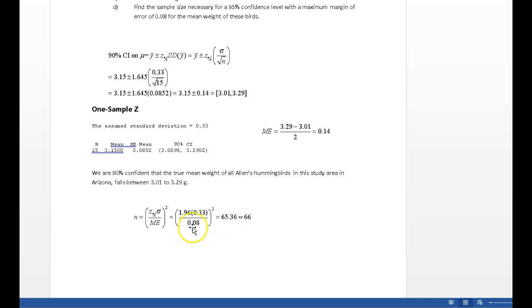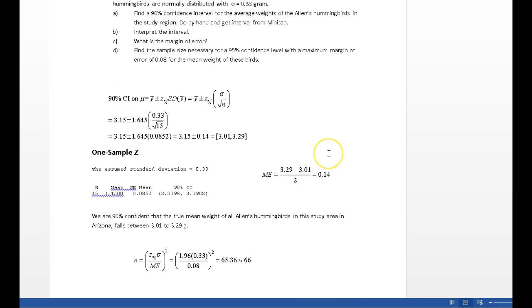Now, just to illustrate, our margin of error up here is 0.14, which is bigger than this 0.08. And this interval was based on only 15 birds. 15 birds is going to result in a larger margin of error. 66 birds will result in a smaller margin of error. Ultimately, you're trying to estimate a number of a population, and the tighter that interval is, the more information it's giving you.